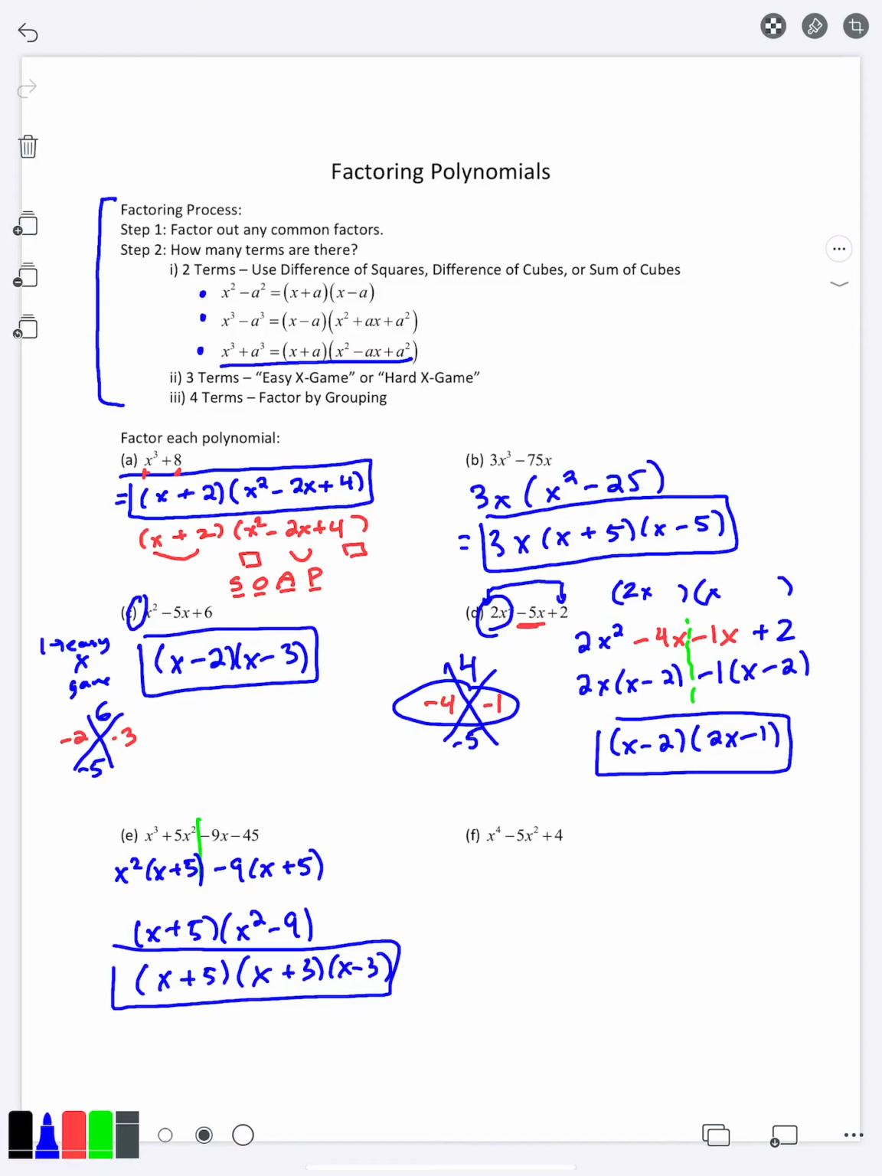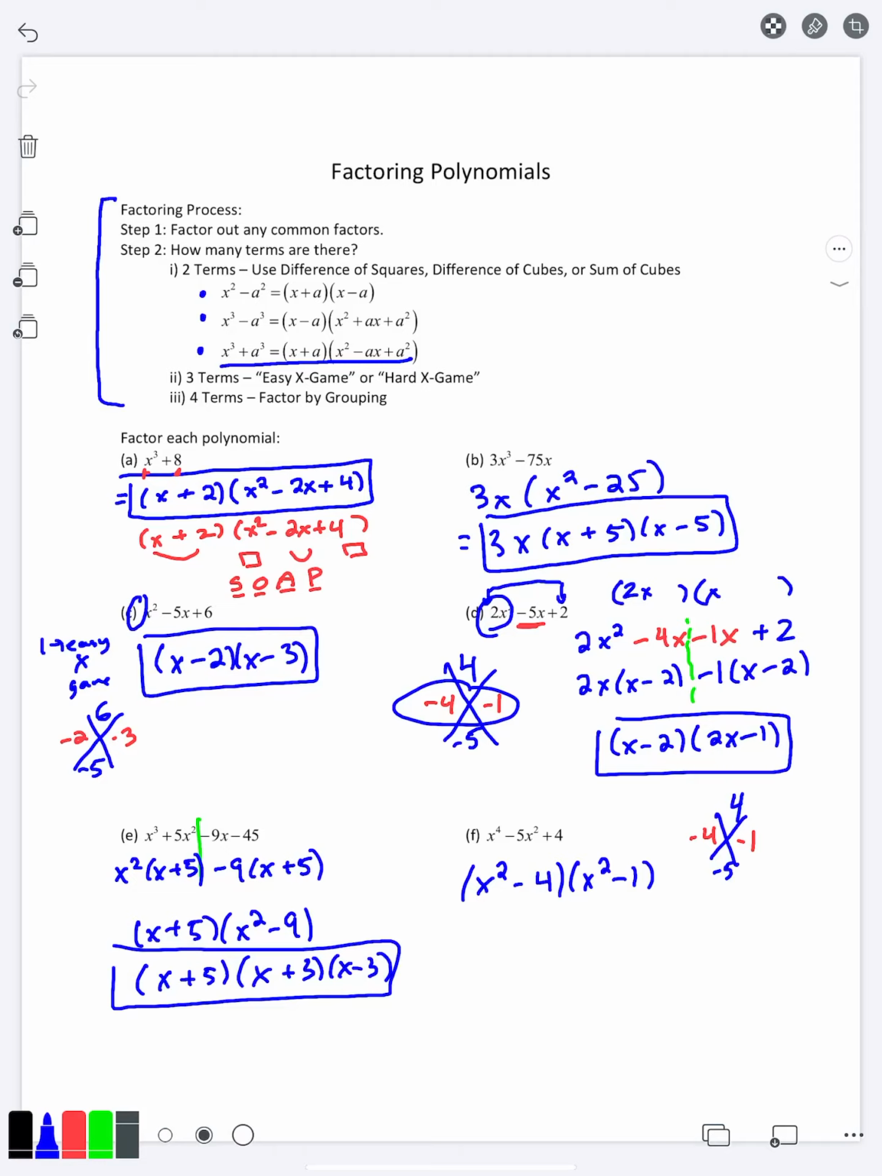And then this last one is a little bit tricky here because we have x to the fourth, not x squared. However, if you look at it carefully, it looks pretty similar to one of the easy x games we have. And if I think about it, okay, what multiplies to 4 and adds to negative 5? We already did that. It's negative 4 and negative 1. And why don't I try doing that? Well, I can, but instead of it being x minus 4, it's going to be x squared minus 4, and then x squared minus 1.